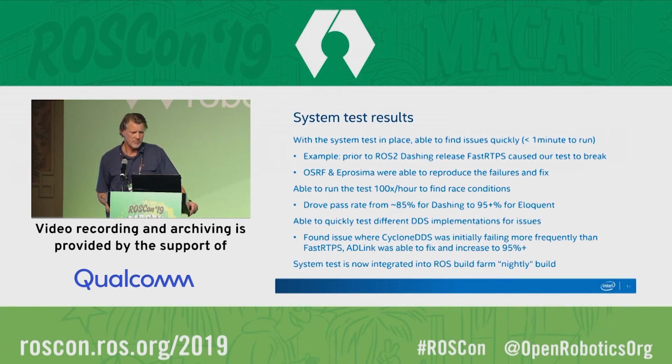As you can see, we drove the pass rate up by doing this. Previously, our test was passing about 85% of the time on Dashing, and then we were able to drive it up into the high 90s for Eloquent. There are still some onesie, twosie type things that are still happening that we're still working to debug, but this gives us a good tool for doing that.